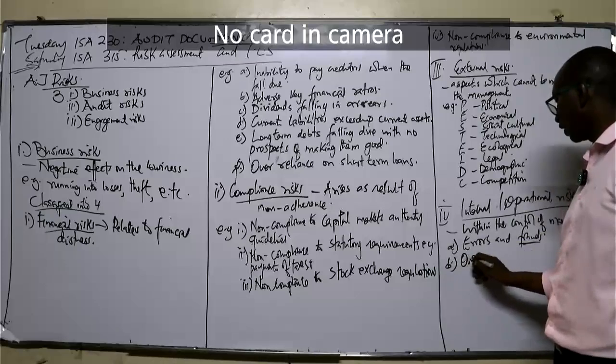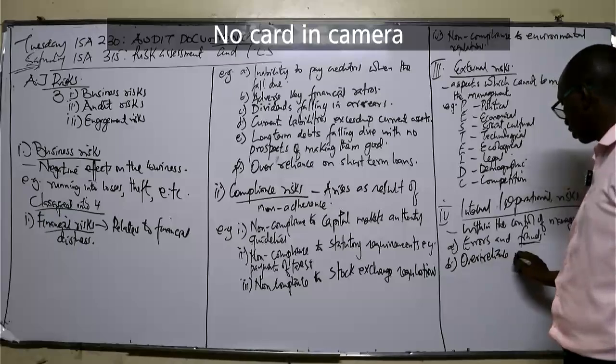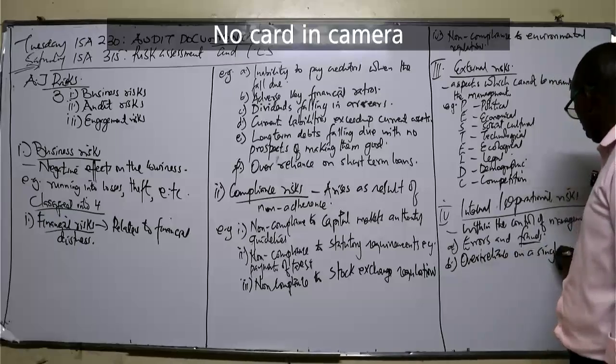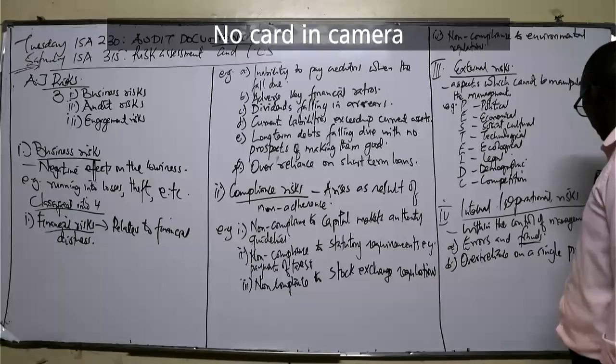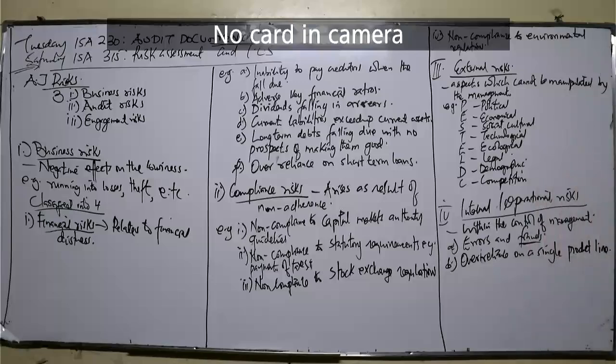B, over reliance on a single product or on a single product line. That you're only dealing with one product. That's very risky. What if the customers boycott your product? You're not in business. But as a management, you can always diversify. At least if it's a college, you have customer, you have NEC, you have internal certification, because things can go south and you are likely to close down. So it's within the reach of the management.